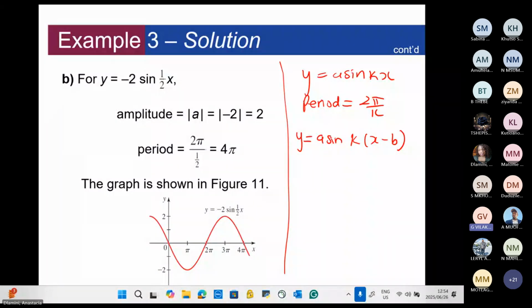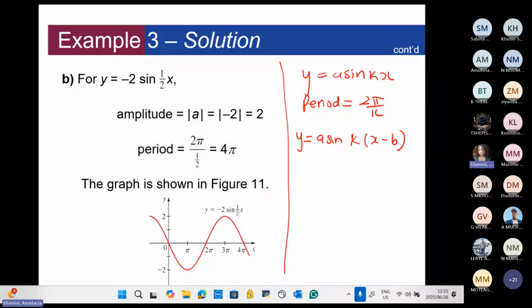Two pi plus b. Okay, there's something missing there. It is going to be b to 2 pi plus b. Something is missing. Are we supposed to say 2 pi plus b divided by k?